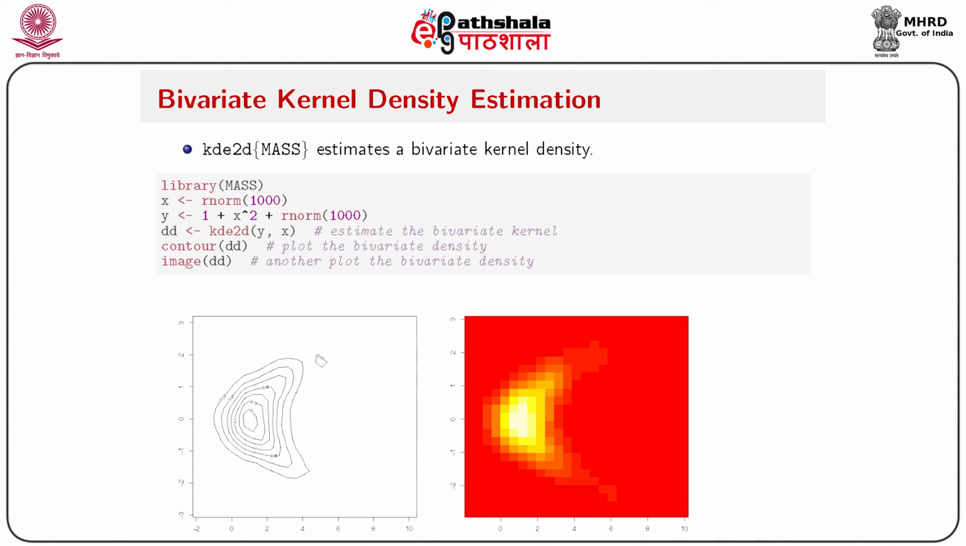One is contour, another is image. The left side is the contour plot: if you pass d, it will give a contour. The right side is the image: if you pass d, that will give you the image of this bivariate kernel, and that will give you some idea about the bivariate kernel density, and even univariate and bivariate kernel density. So I think that covers more or less the basic non-parametric statistics that might be required at this stage.